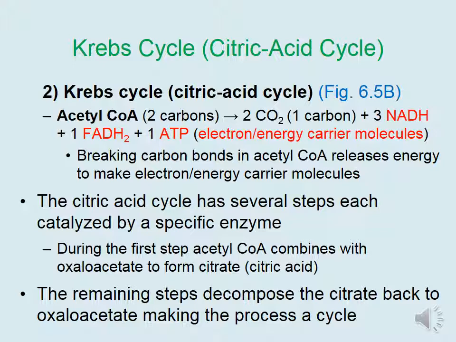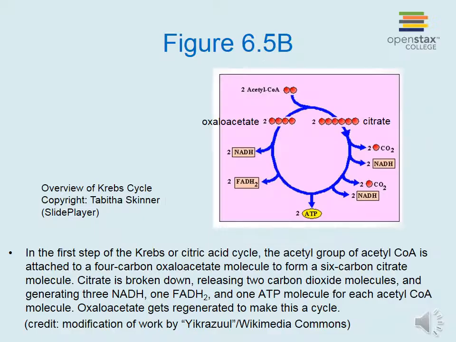The citric acid cycle has several steps, each catalyzed by a specific enzyme. During the first step, acetyl CoA combines with oxaloacetate to form citrate, which is also called citric acid. The remaining steps decompose or break the citrate back into oxaloacetate, making the process a cycle.